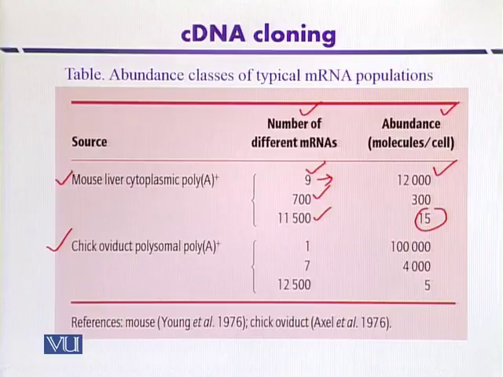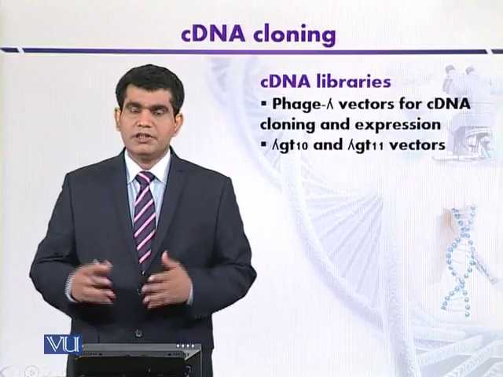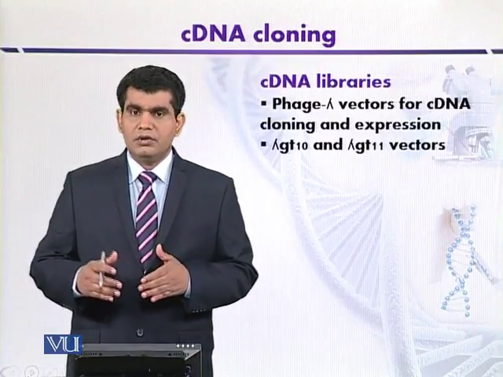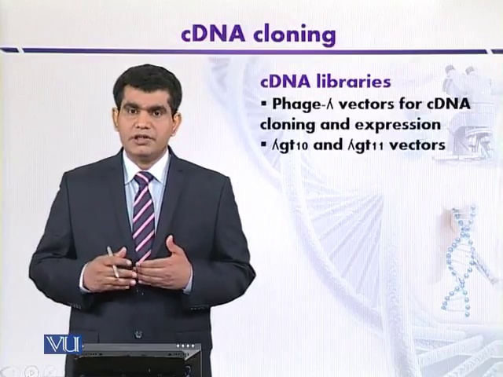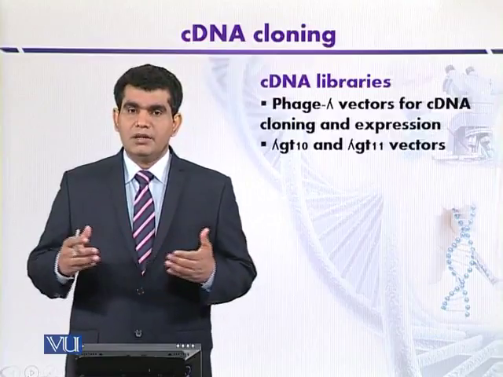In the chicken oviduct polysomal messenger RNA, the first class contains one type of messenger RNA, and it is superabundant. It contains thousands of molecules per cell, and it is very appropriate for direct cloning using phage vectors. On the other hand, if the messenger RNA population is low or moderate, then its cloning is required in suitable vectors, and the most suitable vectors are the lambda phages.